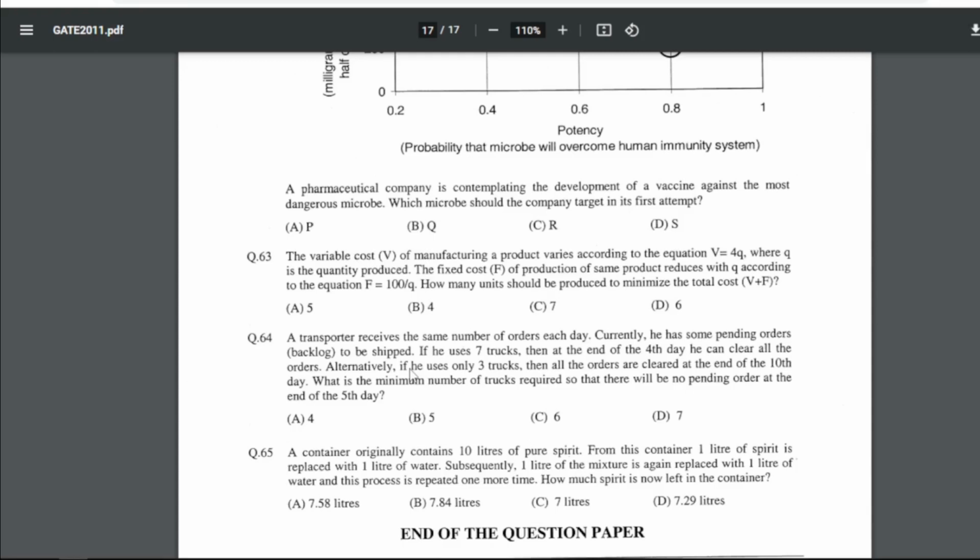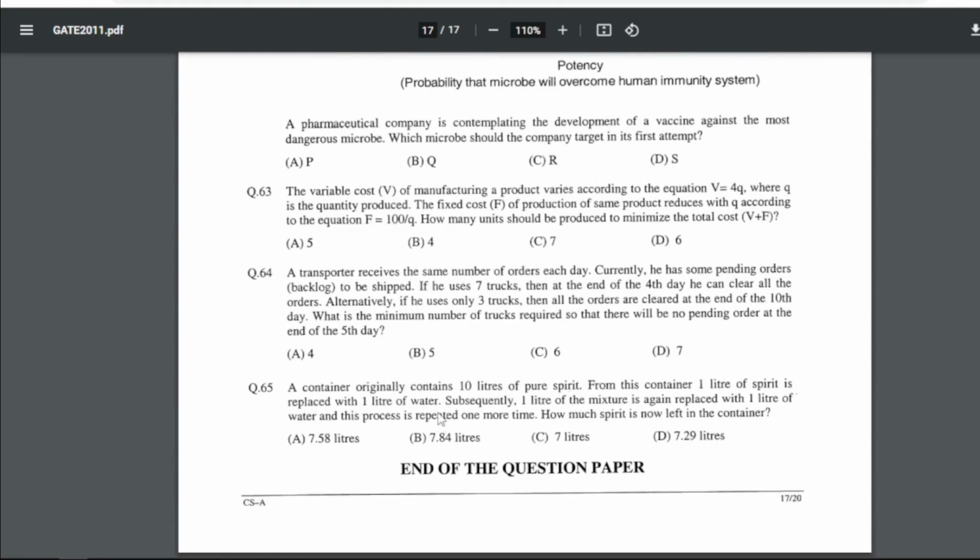64: a transporter receives the same number of orders each day. Currently he has some pending order backlog to be shipped. If he uses 7 trucks, then at the end of the 4th day he can clear all the orders. Alternatively, if he uses only 3 trucks, then all the orders are cleared at the end of the 10th day. What is the minimum number of trucks required so that there will be no pending orders at the end of the 5th day? For 64, our answer will be C, that is 6.